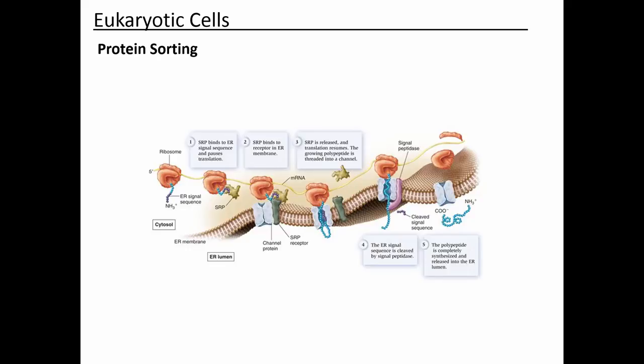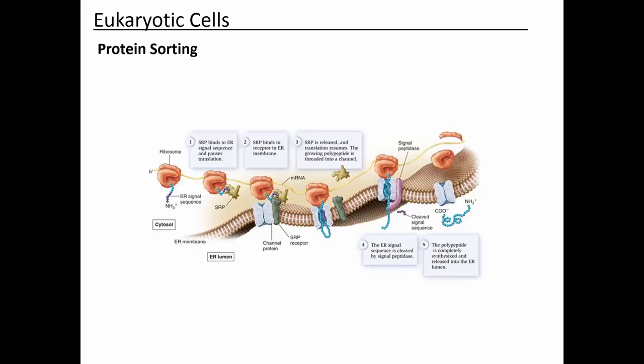And then there's a receptor in the membrane of the ER. So in this picture, this is supposed to be the membrane of the ER. And within the membrane is a protein that's called the SRP receptor. And the SRP receptor recognizes SRP. So after SRP binds to the ER signal sequence and pauses translation, then SRP binds to the SRP receptor, and that docks the complex with the ER membrane. So that's what brings the whole ribosome with the protein that it's making to the ER membrane.